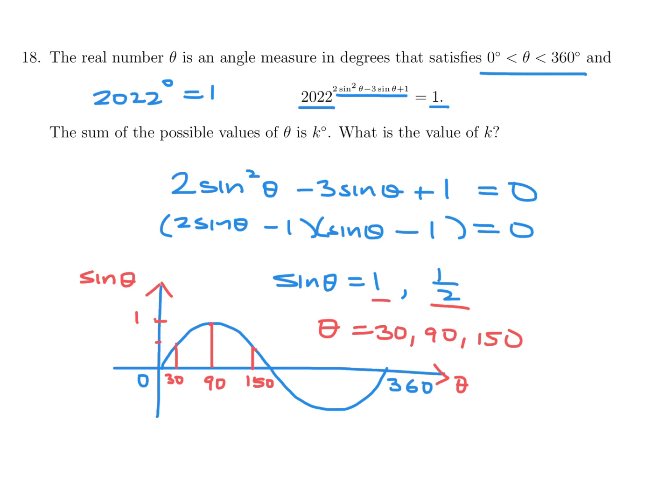And they want me to figure out the sum of the possible values. The sum would be 30 plus 90 plus 150. So that's what? 270?